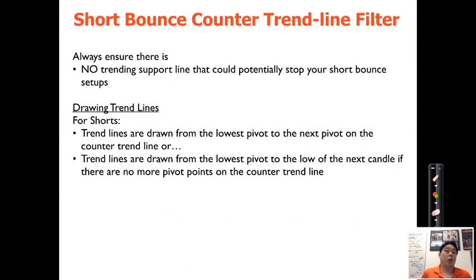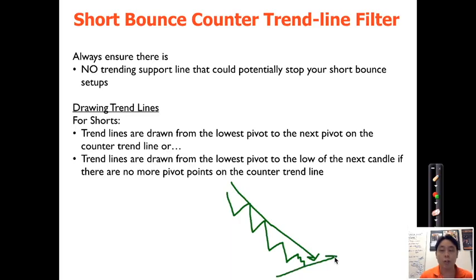Now, if you're going short, it's the opposite, right? So if you're going short, the trend is going down like so. Where's your trend line? Your trend line is going down, right? Where's your counter trend line? Your counter trend line is going up, right? So it's counter to the trend, okay? And it's a potential support level. So when you're going short, ensure there's no potential counter trend support line that could potentially stop your price from going down. So how do we draw these counter trend lines for short setups?